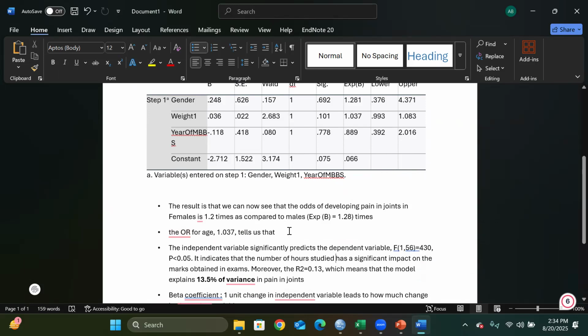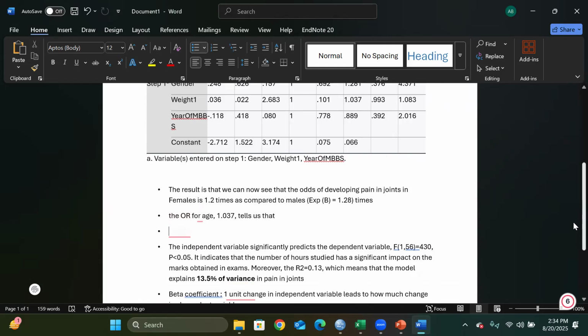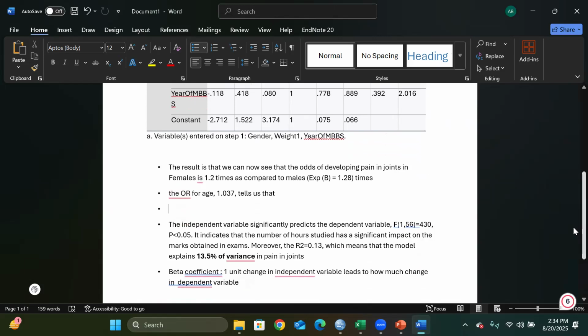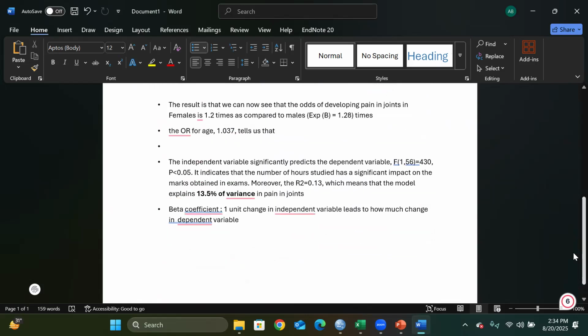So that means that the lower the year you are in, that is, if you are in first year, you have less chances of getting pain in your joints. If you want to explain it further, you have to explore it. You can see separately the relationship between the year of MBBS and the pain variables, either from your correlation, or you can just add this one and then check. I will show you how to do that once again.